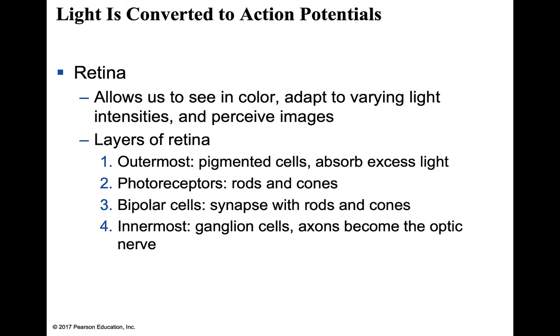Okay, the outermost, these are the pigmented cells, and they absorb excess light. The actual photoreceptors, those are the rods and the cones. And then we have bipolar cells, and they actually connect with the rods and cones. And the innermost layer are actually the ganglion cells, and the axons of those actually form the optic nerve.